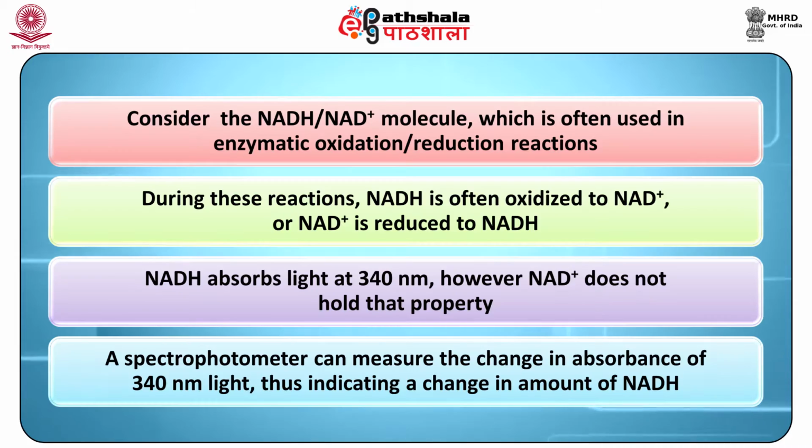For example, consider the NADH-NAD plus molecule, which is often used in enzymatic oxidation reduction reactions. During these reactions, NADH is often oxidized to NAD plus or NAD plus is reduced to NADH. NADH absorbs light at 340 nanometers. However, NAD plus does not hold that property. A spectrophotometer can measure the change in absorbance of 340 nanometer light, thus indicating a change in the amount of NADH.